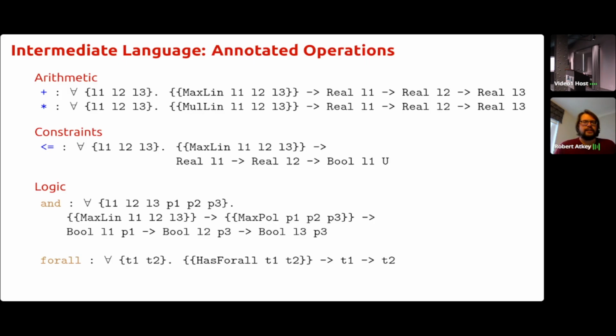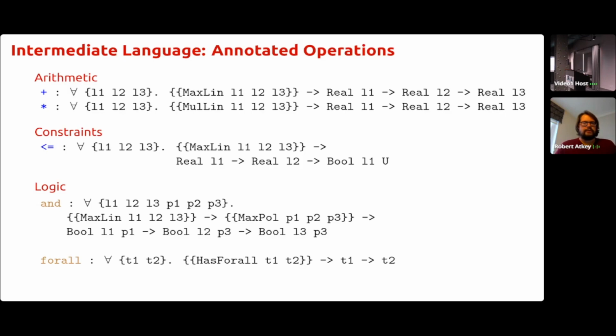The second part of the target language is that the operators now have very rich types. So for instance, the plus on numbers says for three different linearities, if the maximum of L1 and L2 is L3, and we take a real number which is annotated with linearity L1, a real number annotated with linearity L2, then we'll get a real number annotated with linearity L3. And similarly for multiplication, but we have a different ternary relation between the operators then. And again, for less than or equal constraints, we take two real numbers, and we generate, I'm sorry, this should be L3, Boolean L3 with no quantification. And then for the logic, we have AND combination that tells us how the linearity and polarities combine to get the results.